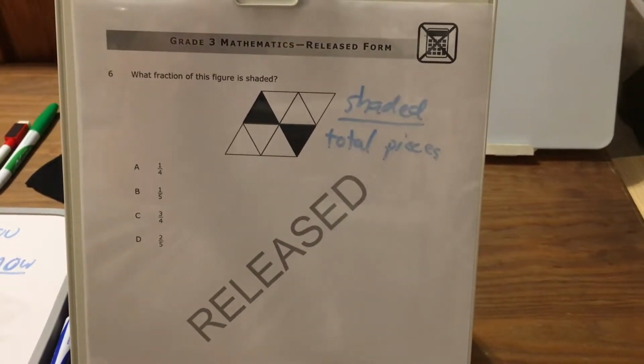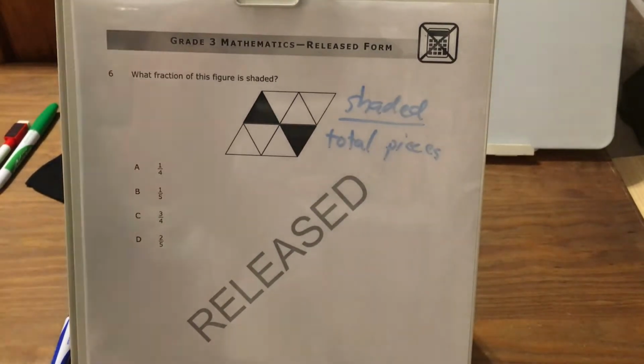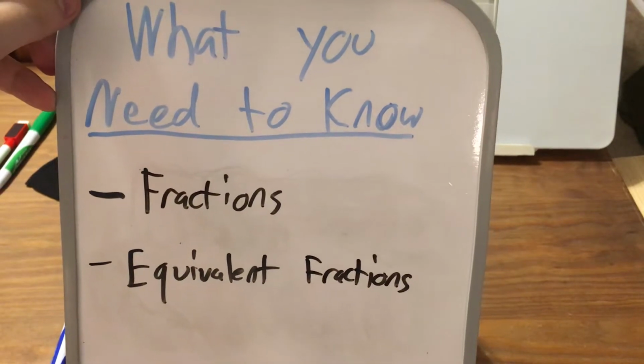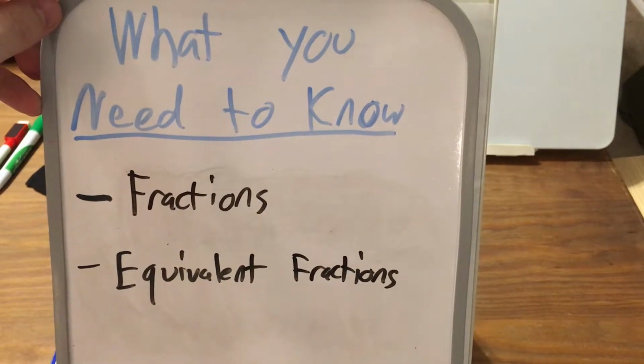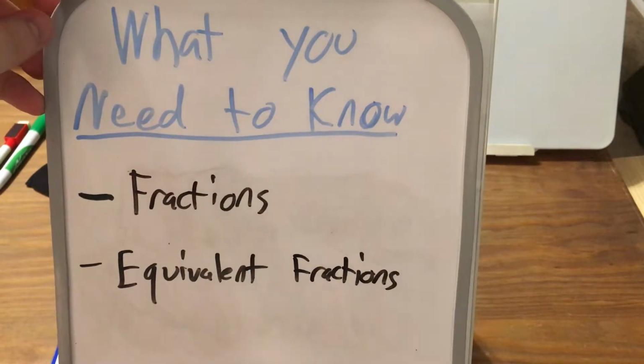This is Mr. W. Today we're going to be tackling question 6 in the third grade math release questions that North Carolina gave us this past school year. In order to succeed on a question like this, it's going to be really good for us to know the basics of fractions and then also equivalent fractions.